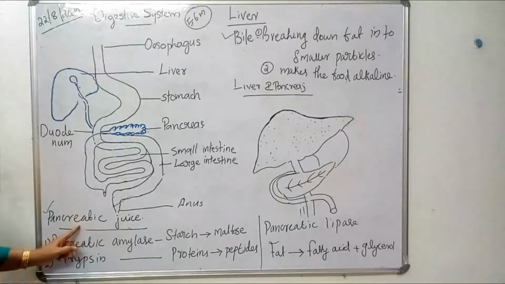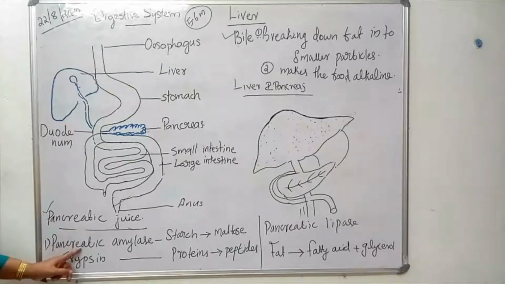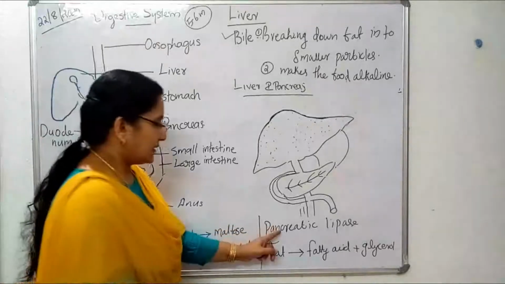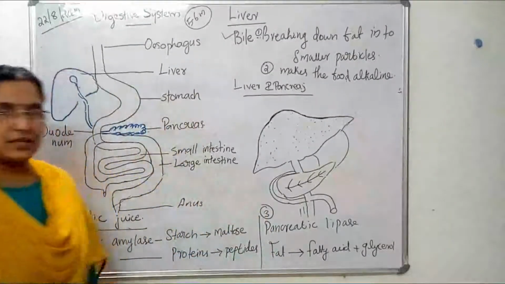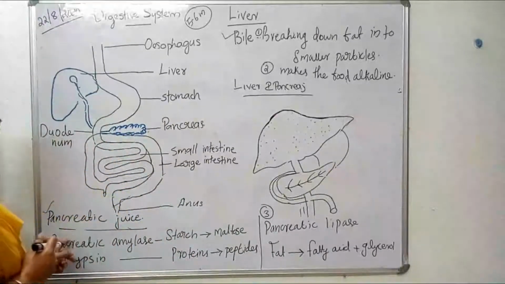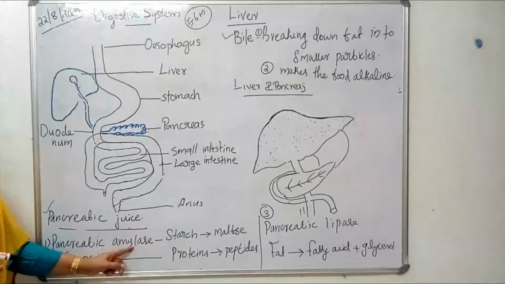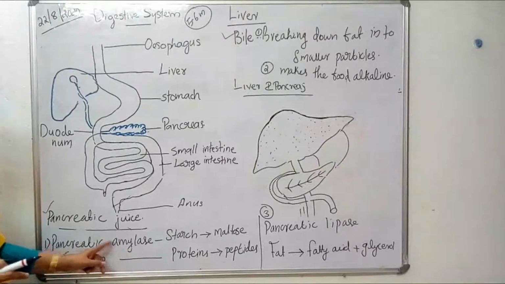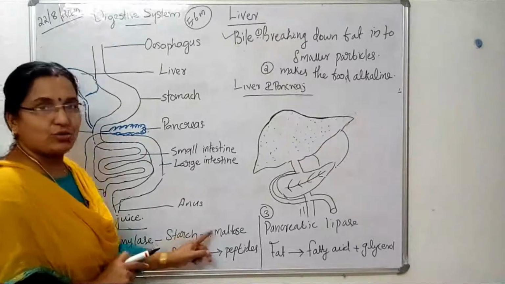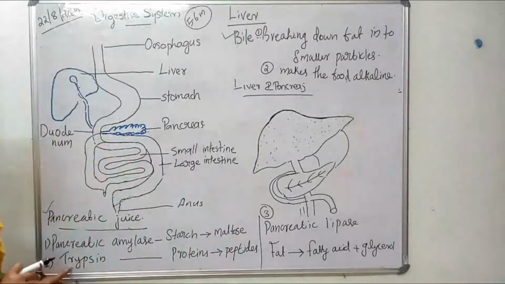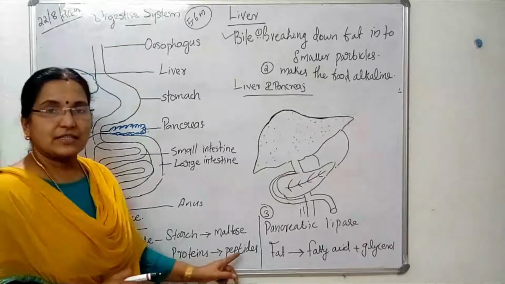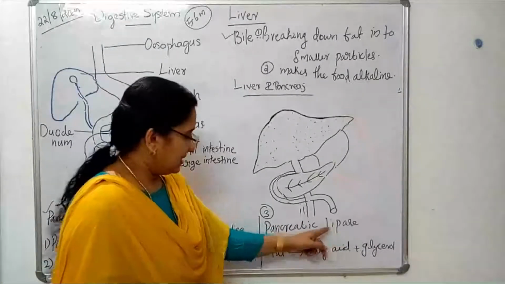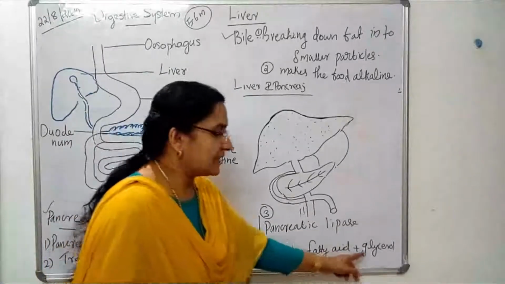So what are the components of the pancreatic juice? It consists of enzymes: pancreatic amylase, trypsin and pancreatic lipase. There are 3 enzymes present in the pancreatic juice. First, pancreatic amylase. We have studied salivary amylase, which converts starch into maltose partially. But pancreatic amylase converts starch into maltose completely. Then trypsin converts proteins into peptides. Then the third one, pancreatic lipase, converts fat into fatty acid and glycerol.